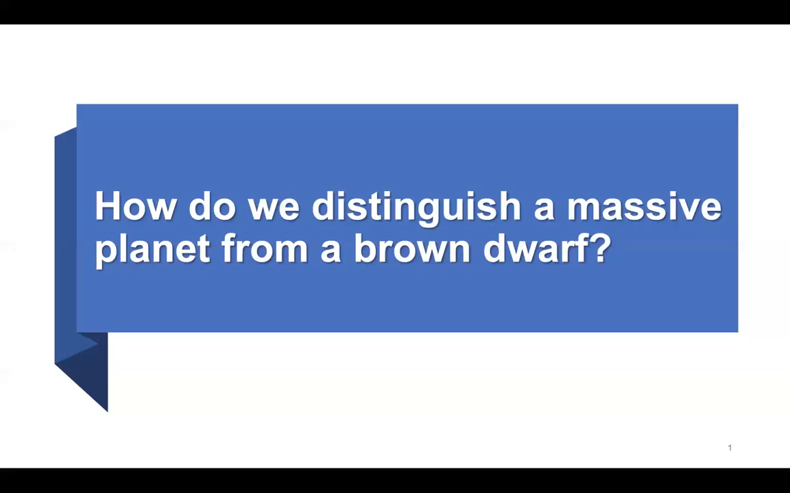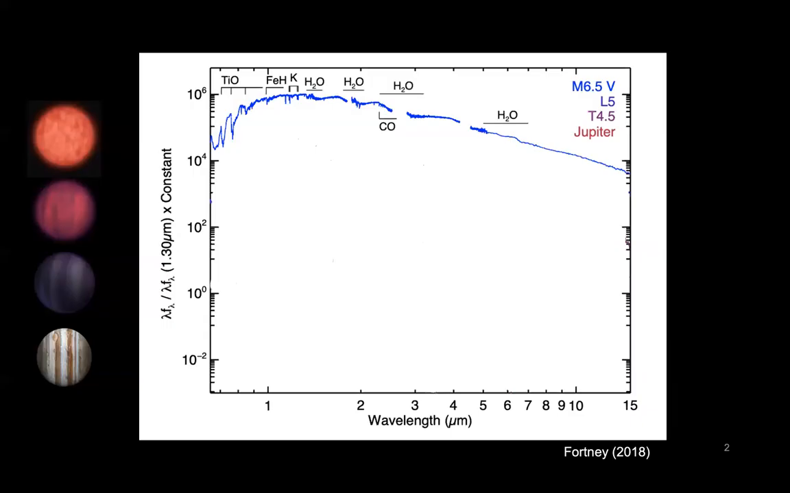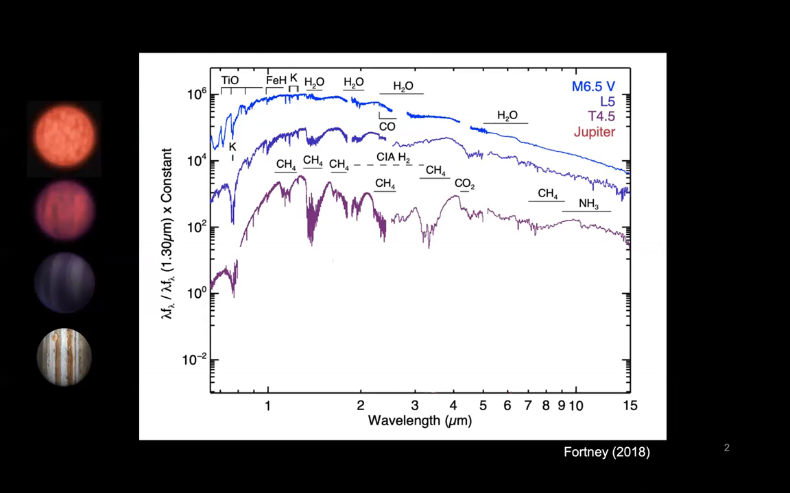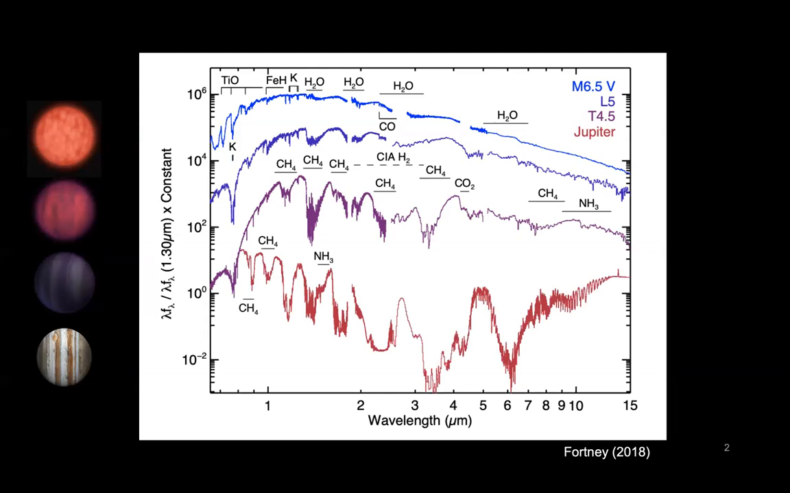So how do we distinguish a massive planet from a brown dwarf? This is a really smooth transition from the last presentation to this one. The idea is that from brown dwarfs to giant planets, we have a continuous transition, but we are looking at more and more molecular features as we go down in temperature. But this is not straightforward because then we have hot Jupiters, which behave extremely differently. And all these features can tell us about the properties of the objects.